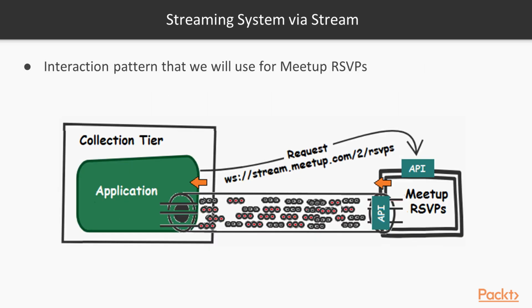We will connect to the Meetup RSVP WebSocket API and we will start ingesting data via a persistent connection. Even if we have a bidirectional connection, the Meetup RSVP is a push-only endpoint, which means that it will ignore any message that we send.